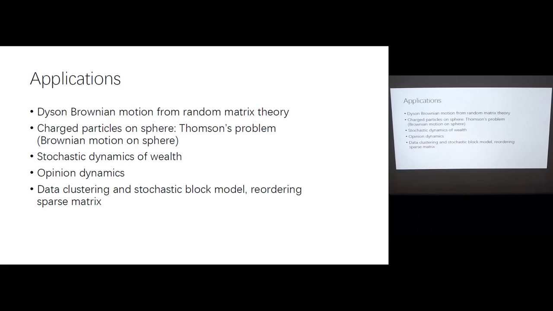For example, something called a stochastic block model, where you want to separate a big group of people from different backgrounds according to their connectivity. Right. Random graph theory is also related. Also, you can reorder sparse matrices.